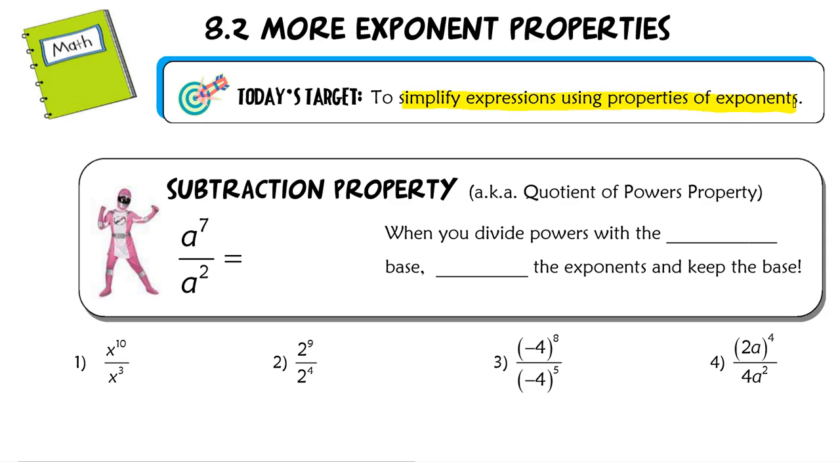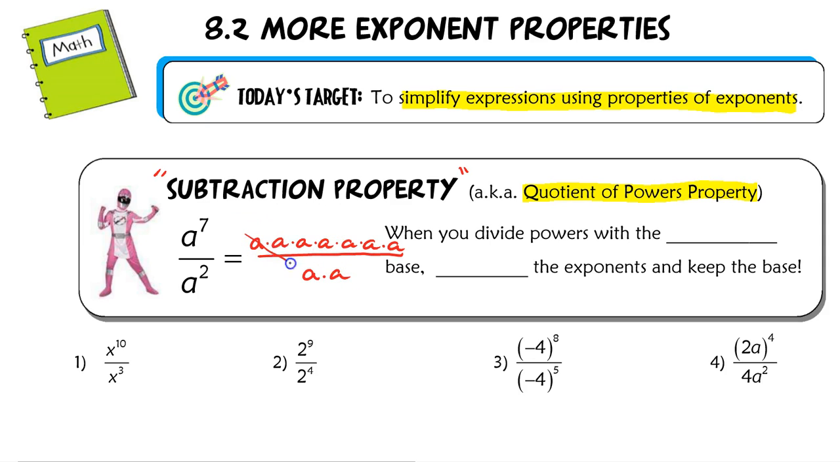So our first property that we're going to learn is called the quotient of powers property, which we have nicknamed the subtraction property. Okay, so here we've got an example, and obviously this is a quotient because we are dividing. This is a to the 7th divided by a squared. Now if I were going to try to expand this and rewrite this, I would rewrite a to the 7th as a times a 7 times: 1, 2, 3, 4, 5, 6, and 7. And on the bottom I'm dividing that by a squared, or a times a.